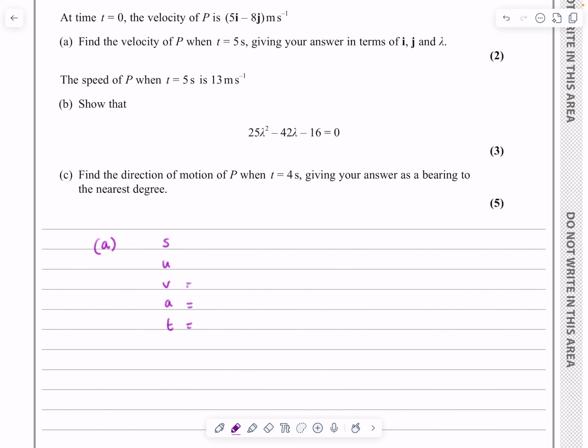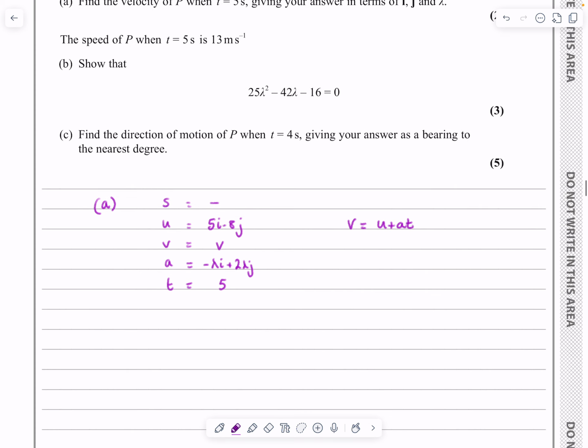S isn't involved in the question at all at the moment. They told me that the initial speed or velocity was 5i minus 8j. Final velocity is what I'm trying to find. They told me the acceleration was minus lambda i plus 2 lambda j. And they said, can we find the velocity after 5 seconds? So v, u, a, and t there is our classic SUVAT equation: v equals u plus at.